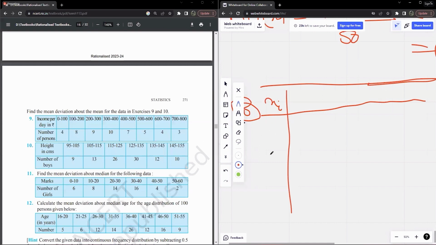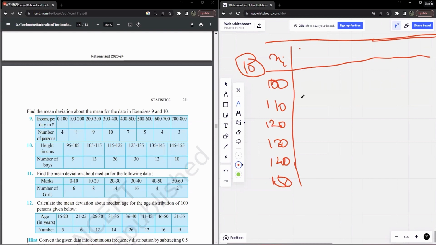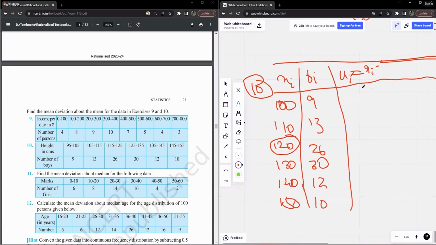Right. So I'm basically writing the exercise as 100, then 110, then 120, then 130, 140, and 150. Because there are 6 classes, right? 1, 2, 3, 4, 5, 6. And I have the fi's to be 9, 13, 26, 30, 12, and a 10. Right? Let ui equal xi minus, I'll select this value, 120 again. Cool. So let that be xi minus 120 divided by 10.